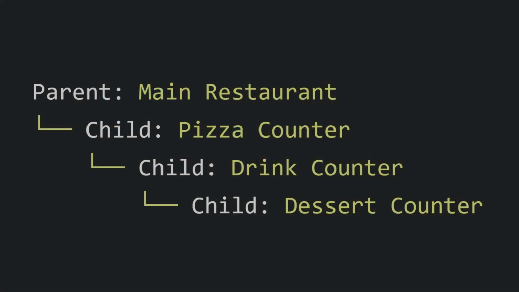To understand it more clearly, here is the visual representation of parent-to-child flow. In this representation, the main restaurant is set up first, the pizza counter is set up next, and the process cascades down to other child components in the DOM.